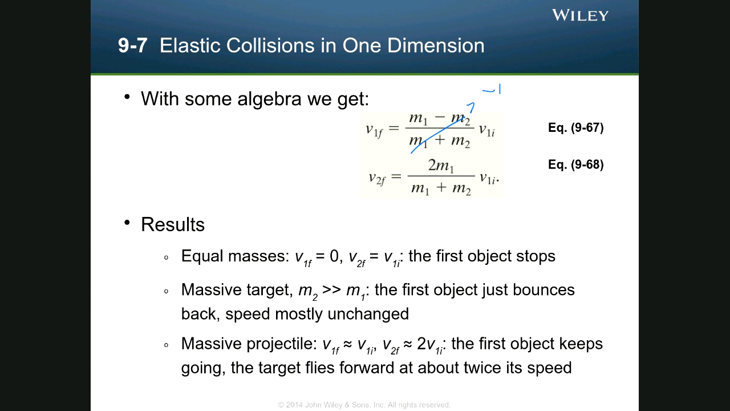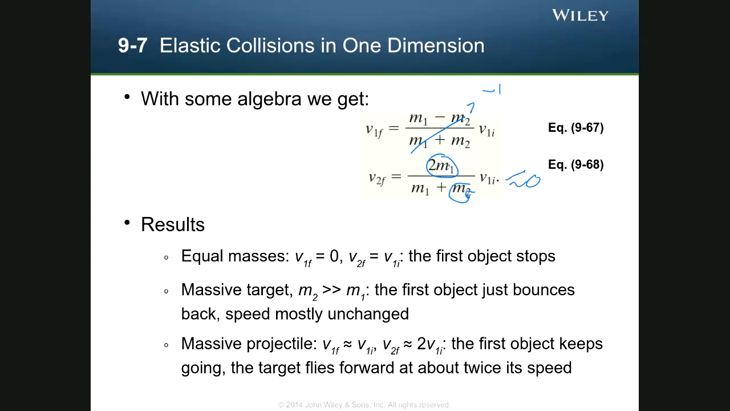All right? And v2 final will probably be pretty small. You'll notice that you have a very big number, m2, on the denominator and a very small number upstairs, so you'll have a very, very small velocity. All right? It'll essentially be 0, approximately 0.